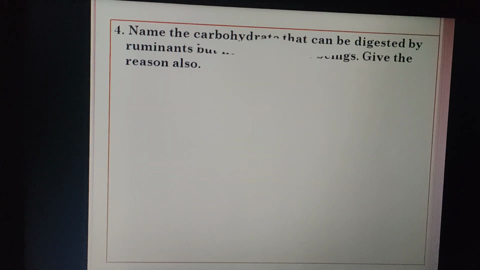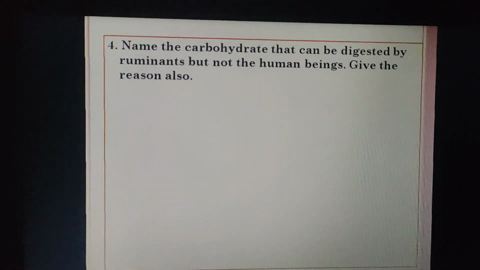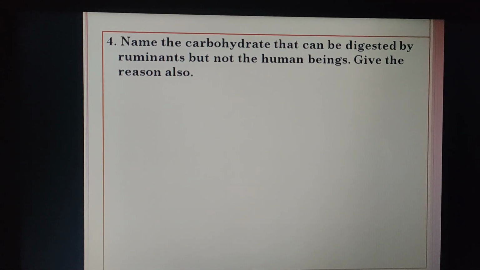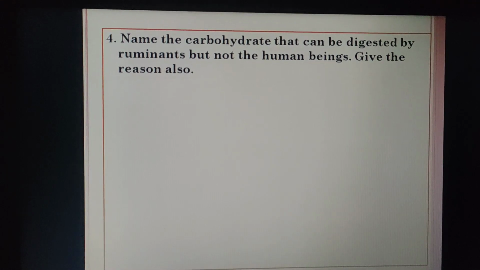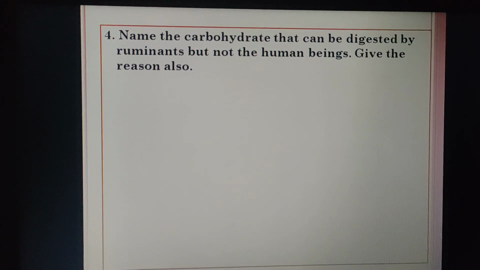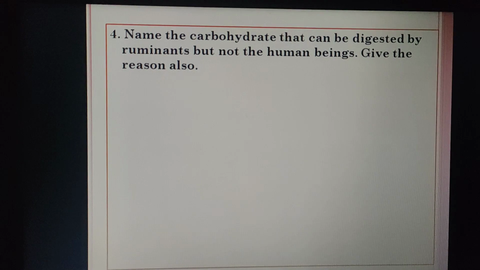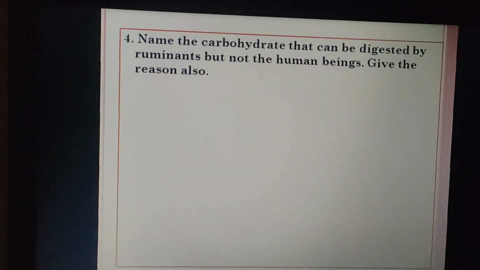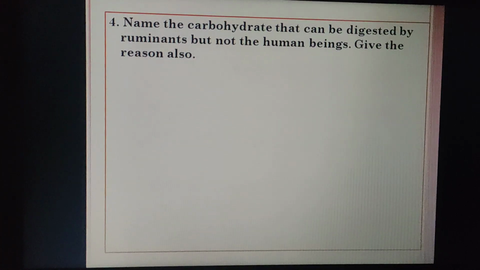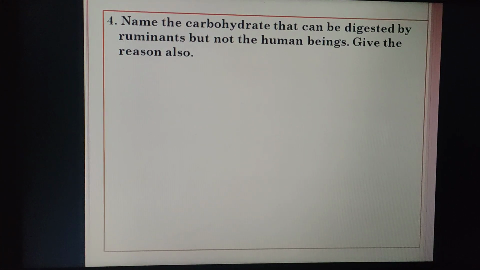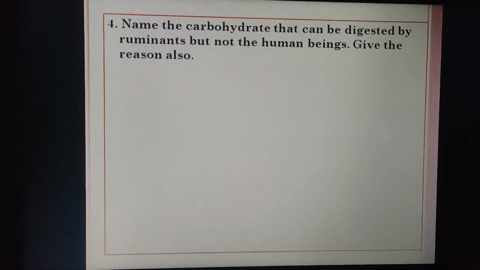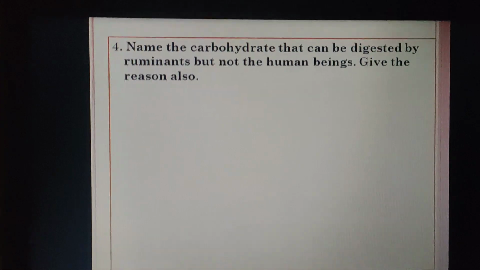Okay, now we are going to move to the next question. It is: name the carbohydrate that can be digested by ruminants but not by human beings. This is 1 mark. But over here it is written, give the reason also. Most probably give the reason is for 2 marks. So 2 marks plus name the carbohydrate, so 2 plus 1, it is a 3 mark question.